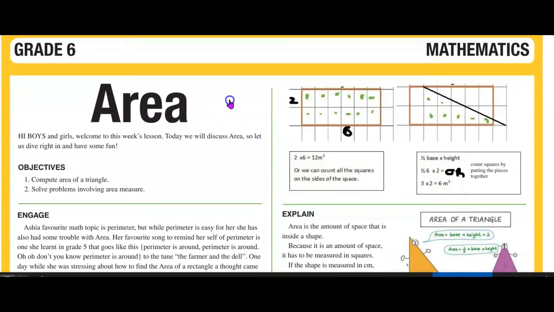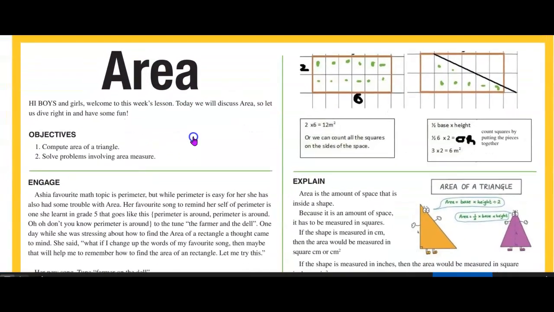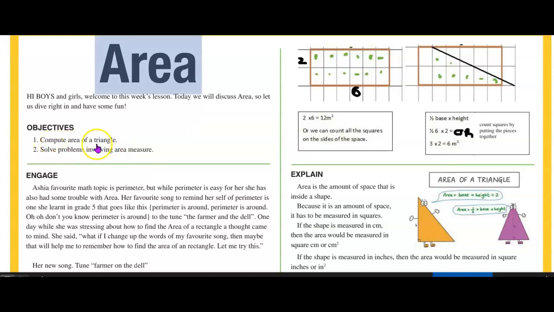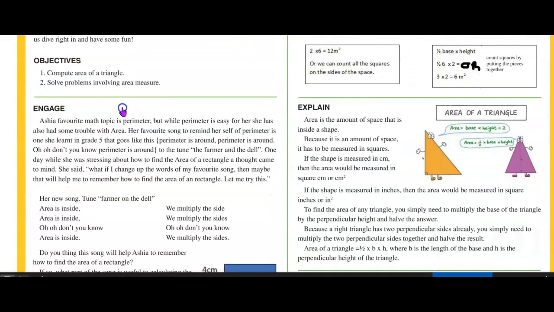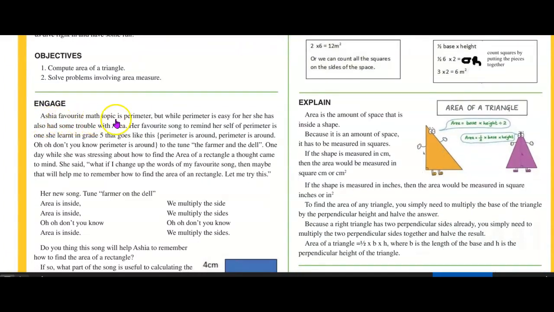In this episode, we continue our look at area. In this lesson, though, we will compute the area of a triangle and solve problems involving area measures. Rashia's favorite math topic is perimeter. But while perimeter is easy for her, she has also had some trouble with area.